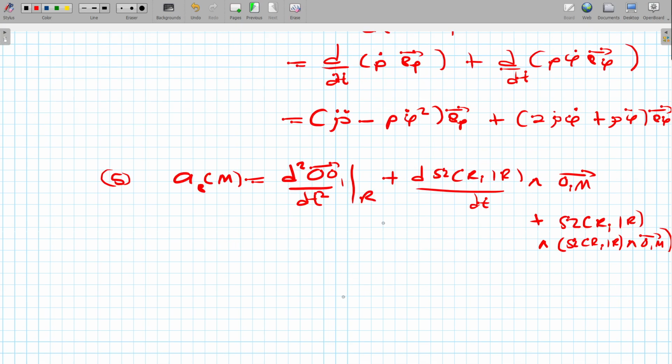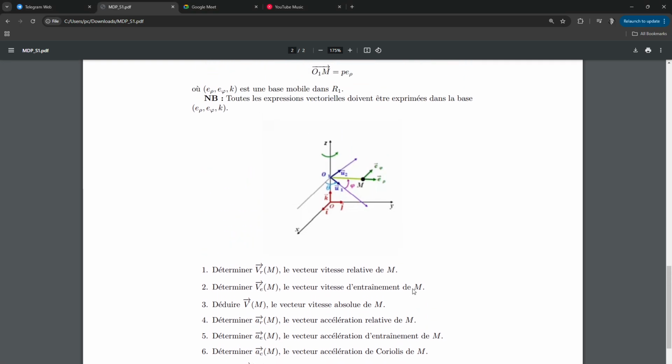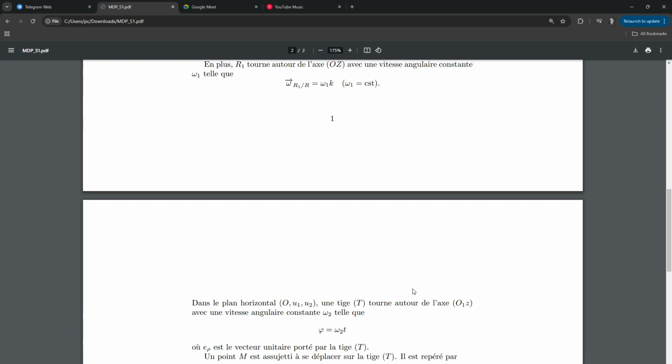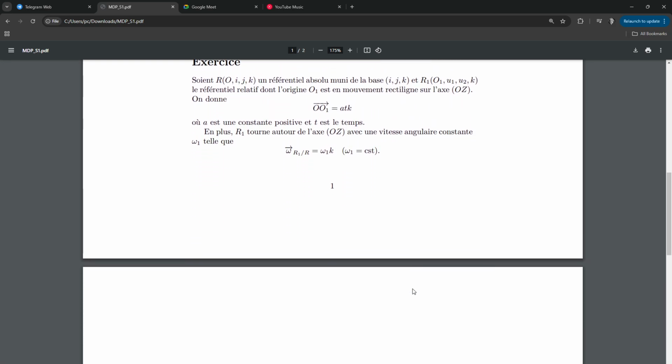Now, there's one thing you must always do as you are solving this exercise: get back to the question and read the question again. So let's read the question one more time. This time we'll only focus on the parts that are talking about the angular velocity of the reference frame that is turning with respect to the one that is absolute.